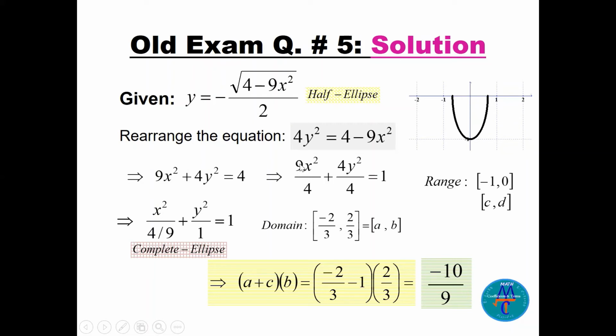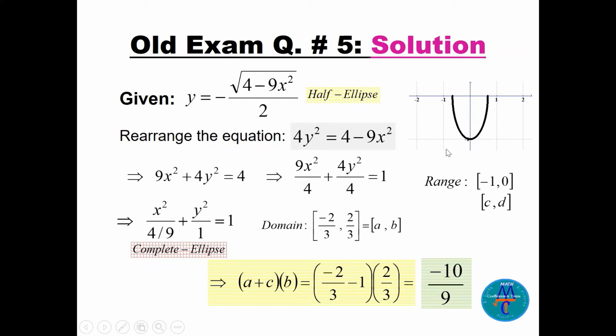Now this one you have to rearrange. 9x squared over 4 becomes x squared divided by 4 over 9. This is a complete ellipse. Remember, guys, this is a complete ellipse. But our equation is a half ellipse because we have only y equals negative. So if you draw this ellipse here, it will be a complete ellipse. But you take only y negative. Y negative means under the x-axis.